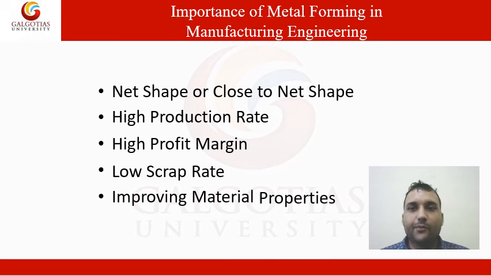The next is the importance of metal forming in manufacturing engineering. The first importance is net shape or close to net shape, that is, the accuracy. Second is the high production rate. Next is the high profit margin. As we discussed in the first slide, there is also the low scrap rate and improving material properties. These are the importance of metal forming.